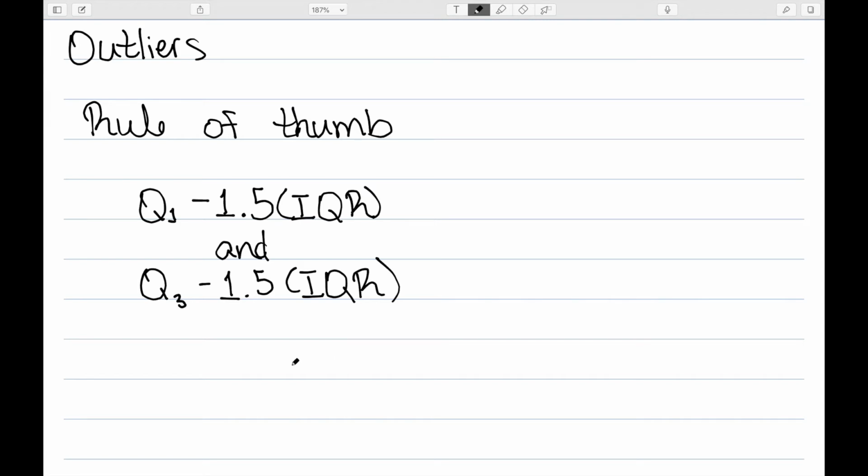The rule of thumb for finding outliers is to find Q1 minus 1.5 IQR and Q3 plus 1.5 IQR. And this will give you a range of normal values. Anything outside of this range that we just found is going to be considered an outlier.